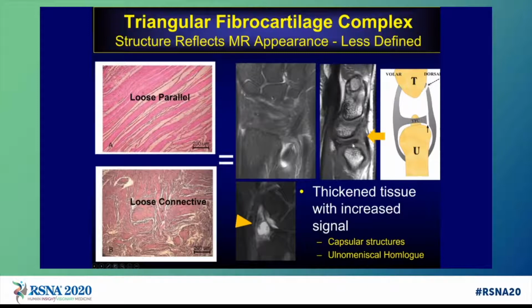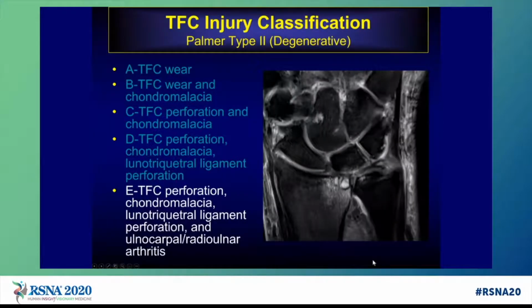Looking at the sagittal image, we can perceive the discontinuity here of the TFC to the dorsal extrinsic ligament, as well as the abnormal attachment to the dorsal carpal bones. On the bottom, the ulnomeniscal homologue, again shown with high signal intensity. Don't forget to characterize those extrinsic ligament and loose connective tissue structures.